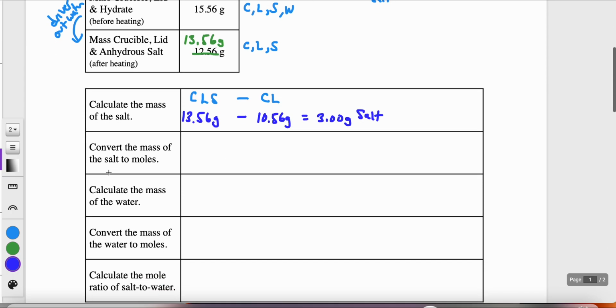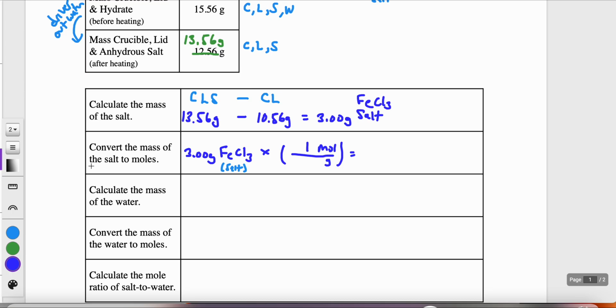Now I need to convert the mass of the salt to moles. So I need to go from mass to moles. So I know that I have 3.00 grams in that salt. Remember, I pointed it out, it's FeCl3. So I'm going to put its actual chemical formula here, which is the salt. And we need to go from the grams to the moles. Well, 1 mole of this salt, we have to come up with its GFM.